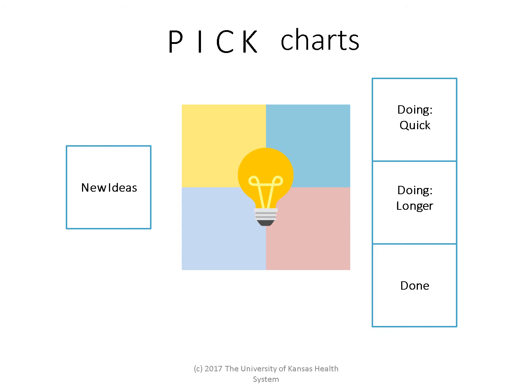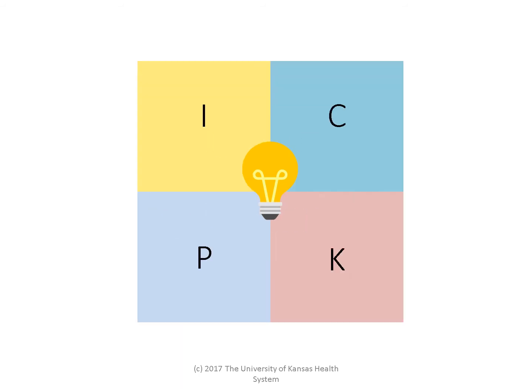Pick charts are used to help guide new ideas through the improvement process. The name comes from the sections of the chart. A pick chart is a matrix. Each idea is evaluated and placed on the chart according to how big a benefit it will achieve and how difficult or costly it will be. Depending on where it lands on the chart, an action is determined.